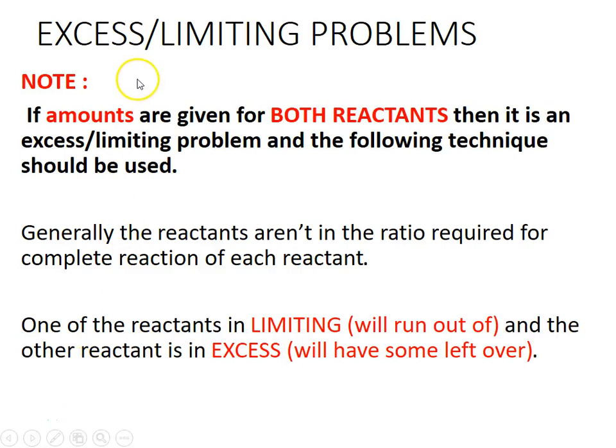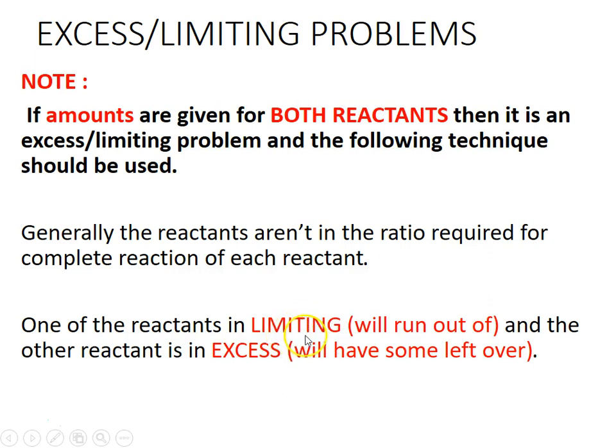Okay, this is a quick video introducing excess limiting problems. So far we've just looked at questions where you have a certain amount of reactant and they assume that you've got enough of the other reactant in order to make the product. So this is when the amounts are given for both reactants, and generally if both reactants are given, then they're not in the mole ratio that you need.